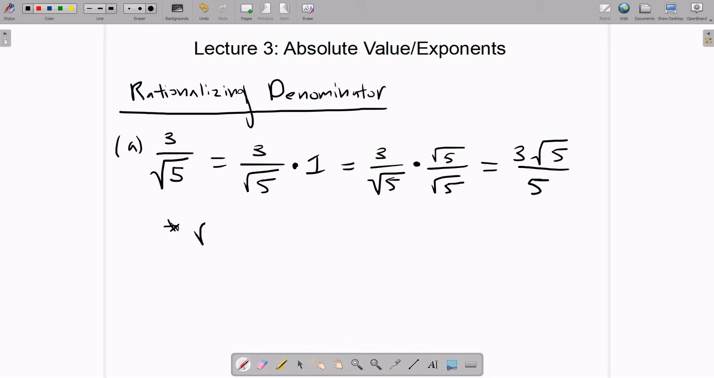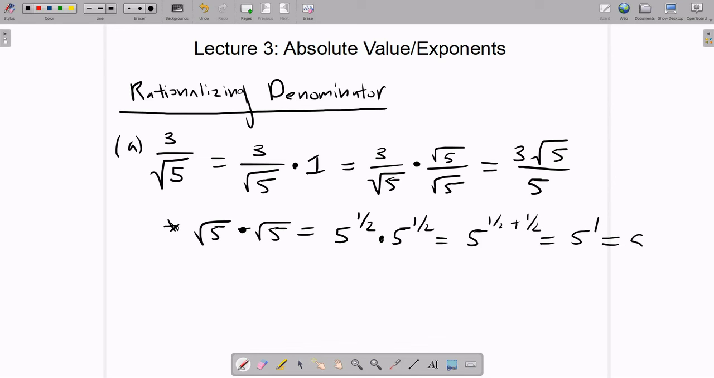The side note would be: the square root of 5 multiplied by the square root of 5 is equal to 5 to the 1/2 power times 5 to the 1/2 power, which is 5 to the 1/2 plus 1/2, which is 5 to the first, which gets you back 5. Knowing this is very vital and important when you begin to do something called conjugates, or solving equations, or completing the square, for parabolic or quadratic equations later on. And that's pretty much it for now.